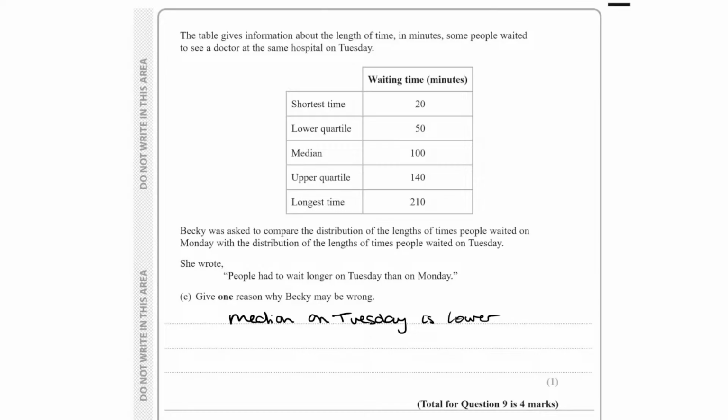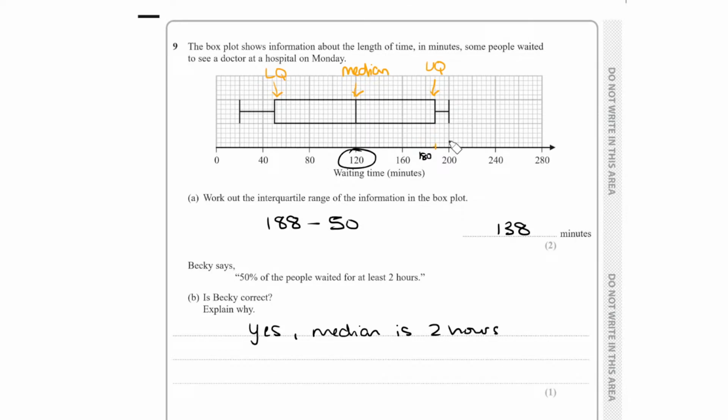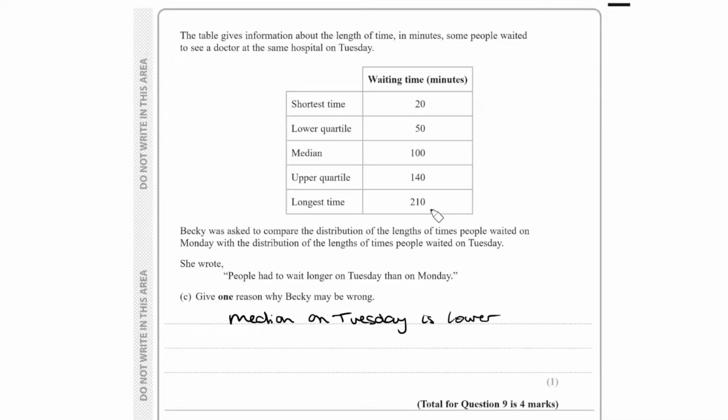The other thing you could have said was if you compared the upper quartiles, they'll be happy with that, because they've said the upper quartile is lower on Tuesday as well. Or you could say there may just have been one person waiting for the 210 minutes. So you see the longest time, 210, I know that's longer than the longest time for Monday. However, that could just represent one person, couldn't it? It might not represent people in general. They've also said they'll accept, we don't know how many people were waiting for each time, so that's kind of a vague answer. But I think the median one is probably the most obvious.